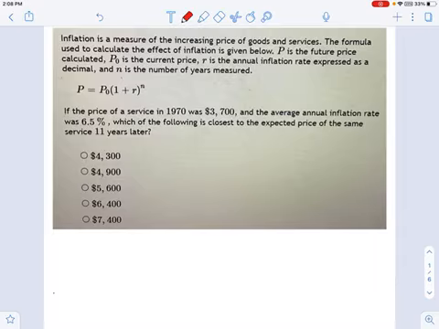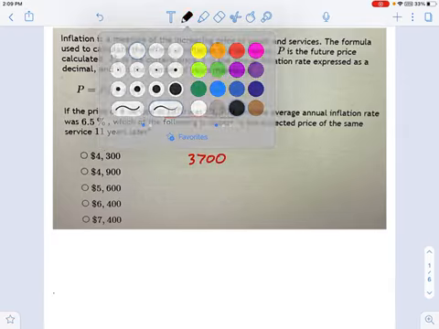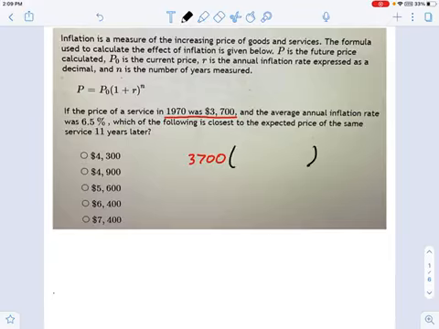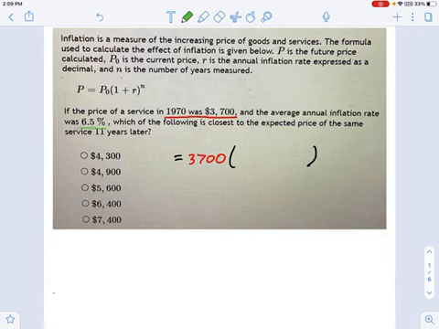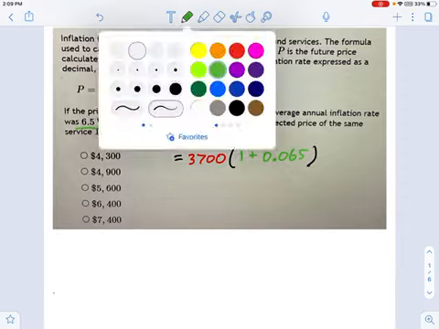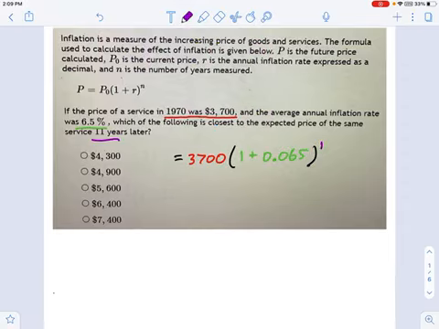The price of a service in 1970 was $3,700. Okay, I'm going to take my 3,700, put it right here. And that is P0. So that's going right here. What's next? Average annual inflation rate, 6.5%. So think about what 6.5% means. As a decimal, that's 1.065, right? That's what 6.5% is if you write it as a decimal. And how many years later am I looking? It's going to be 11 years. So there's my formula with all the numbers plugged in.